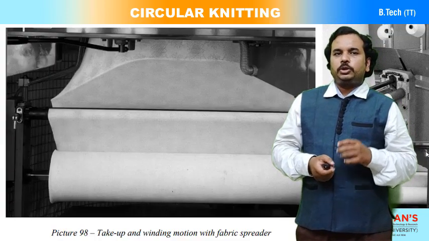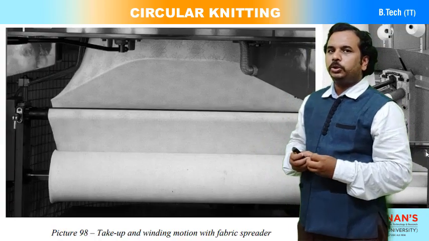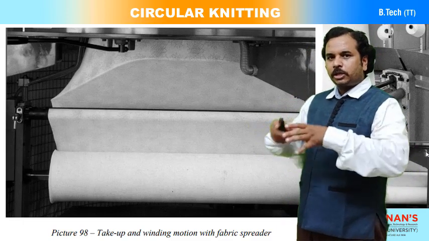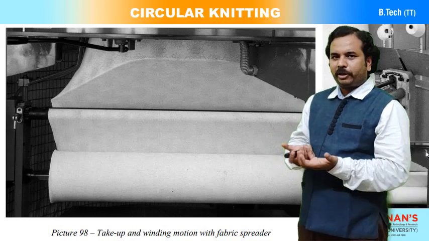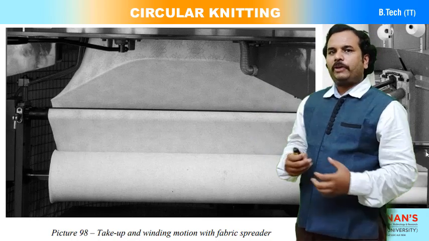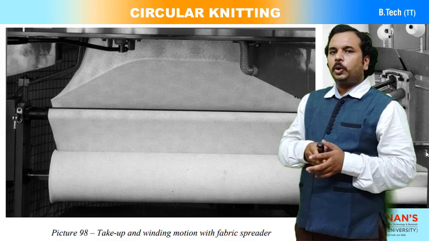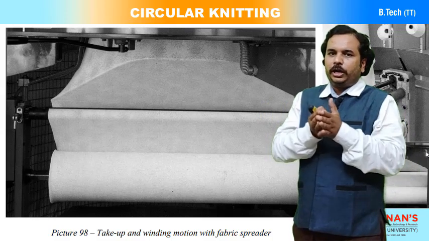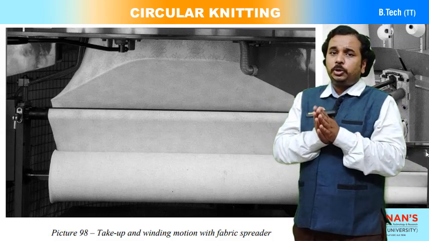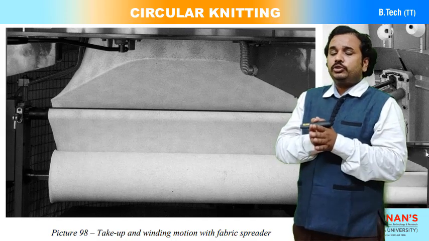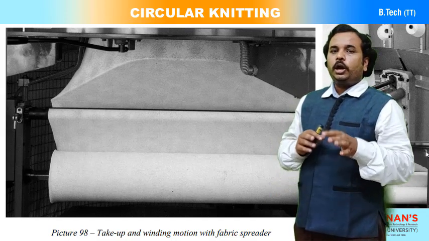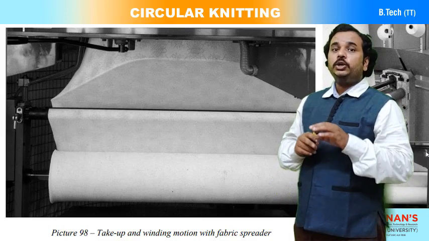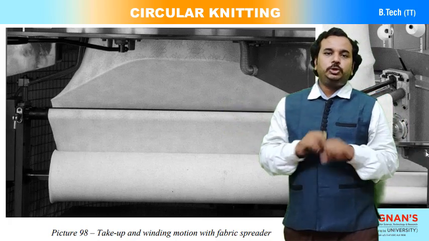You can see the take up and winding motions with a fabric spreader. In a circular knitting machine we produce tubular fabric, right? While taking down the fabric between the two take up rollers, the tubular fabric has to be folded, so it is a two layered tubular fabric that is wound into the cloth roll. Now we have a fabric spreader to spread the fabric uniformly throughout the tube of the fabric.